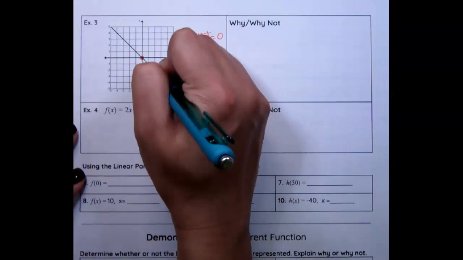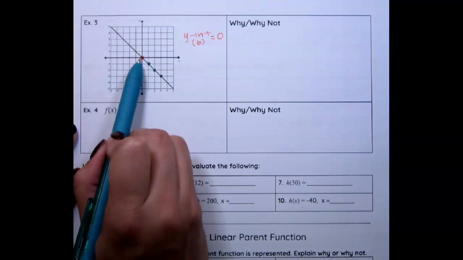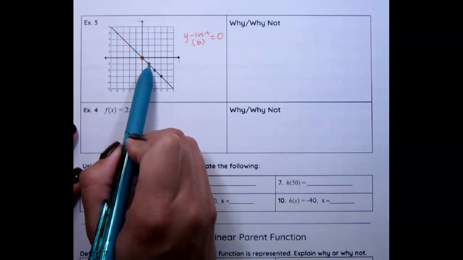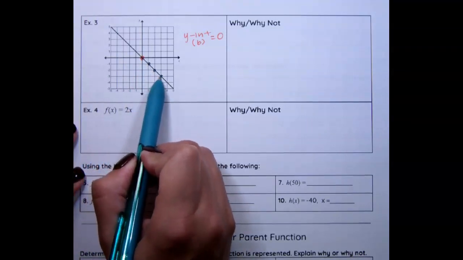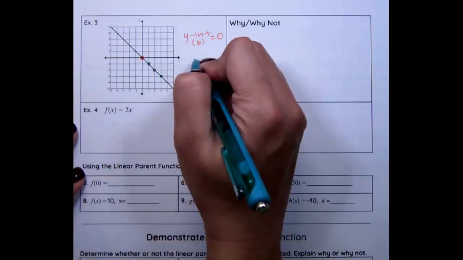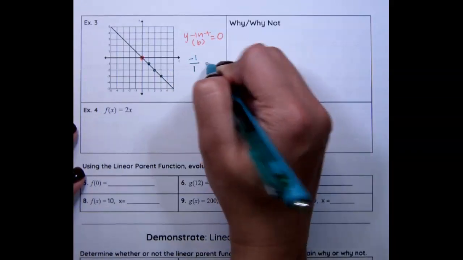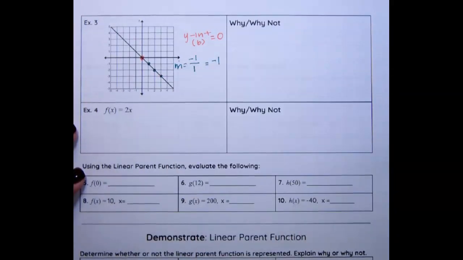Well, those are perfect points. To get to those points starting here, I go down 1, right 1. Down 1, right 1. Down 1, right 1. Well, if I am going down 1, right 1, that means my slope is negative 1. In our definition, we said the slope has to be positive 1. So this is not the parent function.